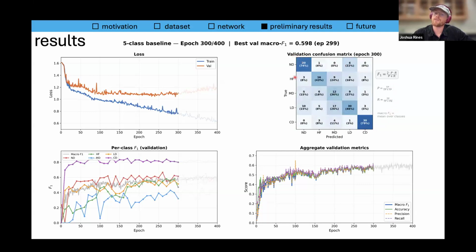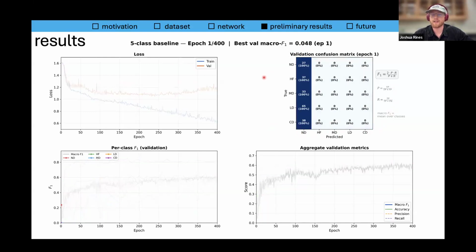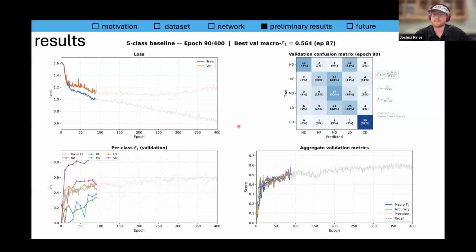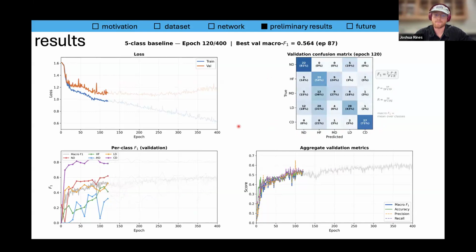The confusion matrix, where on the vertical axis is the true labels and on the horizontal axis is what our model predicts, is getting more confident. If you see across the diagonal, darker blues as the epochs tick on, what that means is that our classifier is getting more and more confident in its labels, and more of them are correct.